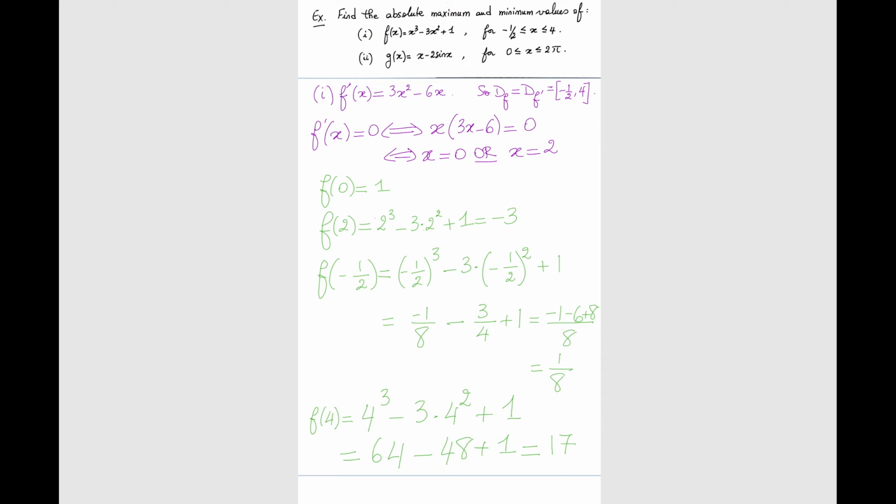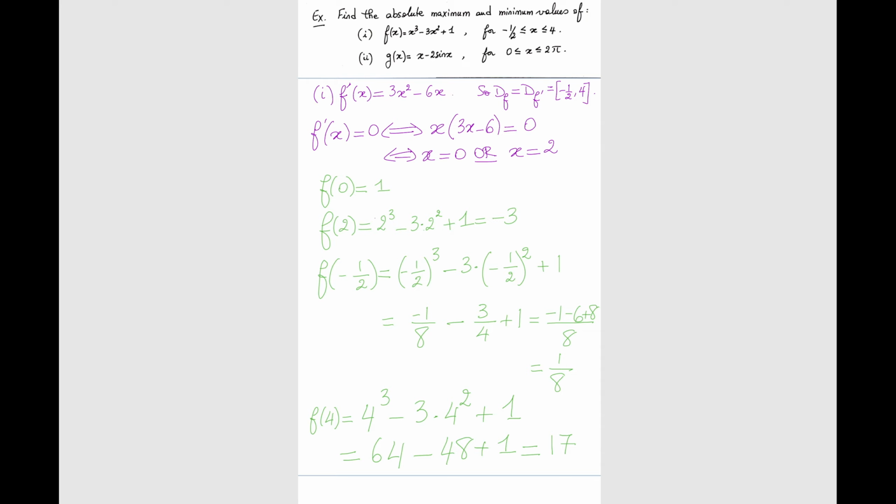Okay, so what can we say? At 4, the value of the function is 17, which is higher than the local maximum. Remember, 1 at 0, this value 1, we had the local maximum. So this says that at this endpoint 4, the function exceeds that local maximum, and hence this is going to be a global maximum over that interval minus half, 4. Correct?